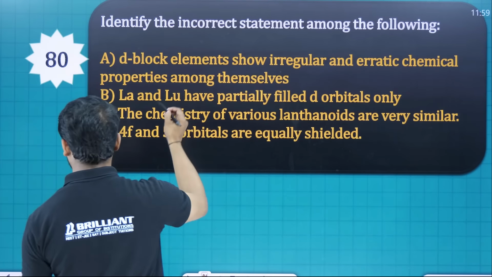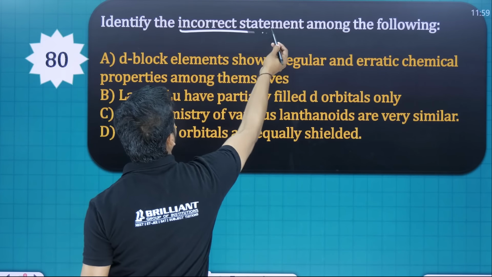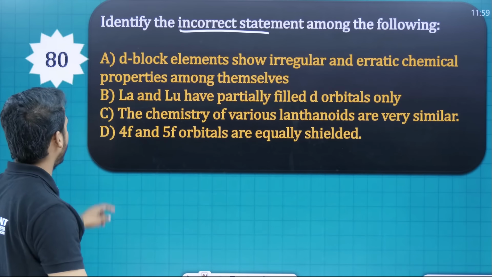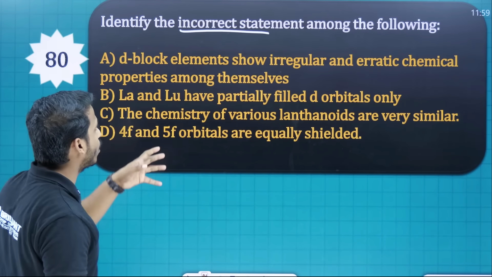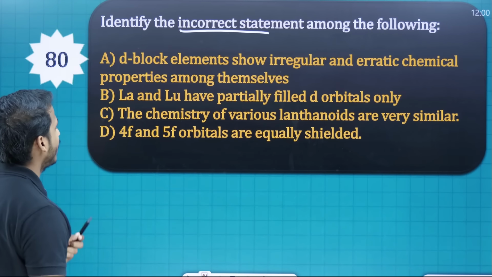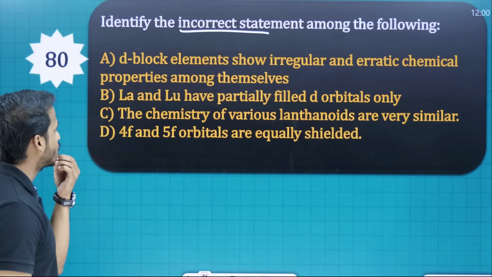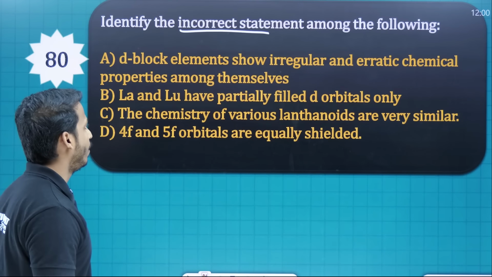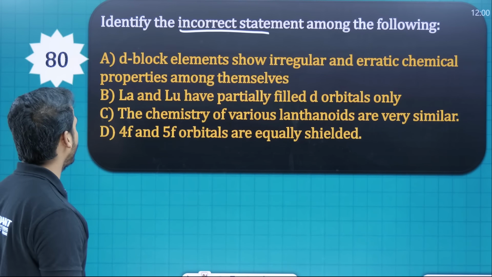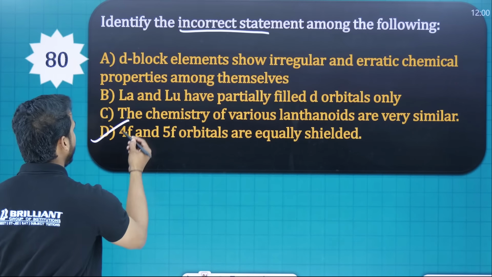Identify the incorrect statement among the following. D-block elements show irregular and erratic chemical properties among themselves. Lanthanum and lutetium have partially filled d orbitals only. The chemistry of various lanthanides are very similar. 4f and 5f orbitals are equally shielded. What is the answer? D.